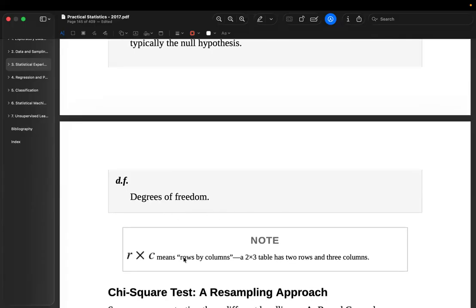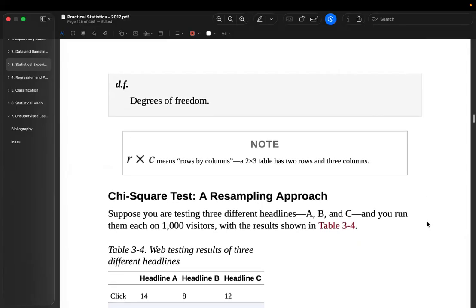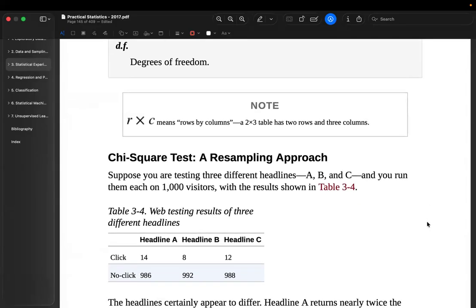The degrees of freedom is R minus one times C minus one. We'll see. R cross C means the number of rows times the number of columns. A 2 by 3 table has 2 rows and 3 columns. And here's an example. Let's analyze this example.